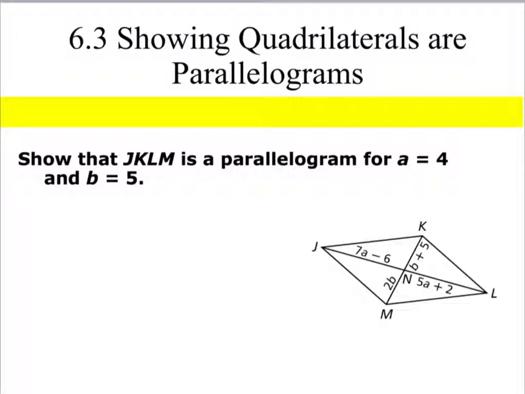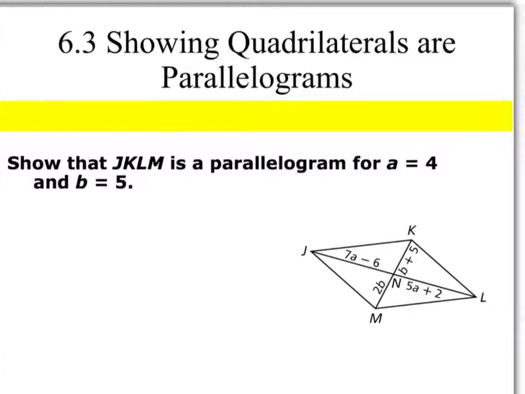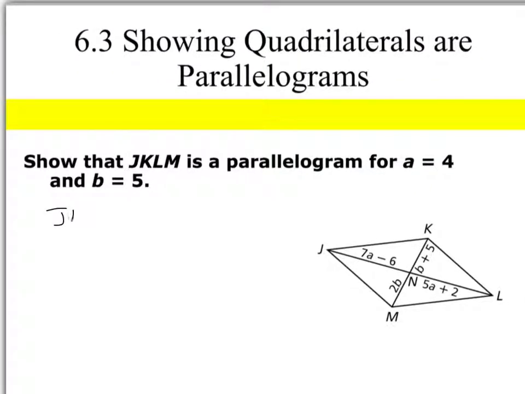All right, so if we are going to show that this is a parallelogram, we need to make sure that JL and KM bisect each other. Okay, so if it is going to be congruent, we need to know that JN is going to be equal to LN. We also need to know that MN is going to be equal to KN. That's the only way that's possible.